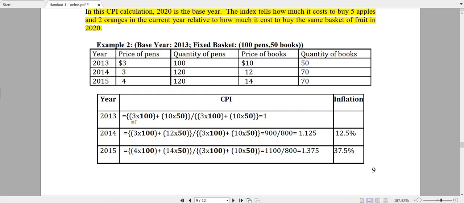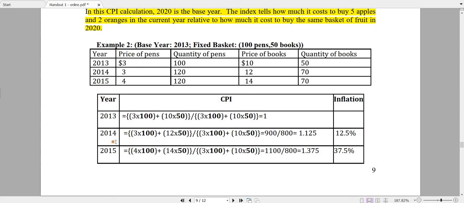So it's going to be the 2013 price of this basket divided by the price of the same basket in the base year, which incidentally is also 2013 here. So when you do that, you can see for yourself that this will turn out to be 1. If you multiply it by 100, this will give you 100%. So remember, for the base year, CPI index will always be 100.